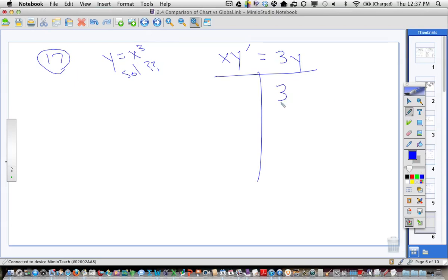So 3, I'm not going to put anything in for that. That's just going to come down. But for the y, I'm going to put x cubed. X, I'm not going to put anything in for that. But for the y prime, it is 3x squared. If y is x cubed, y prime's got to be 3x squared. So in place of y prime, I'm going to put 3x squared. So x times 3x squared is 3x cubed. This side is 3x cubed.